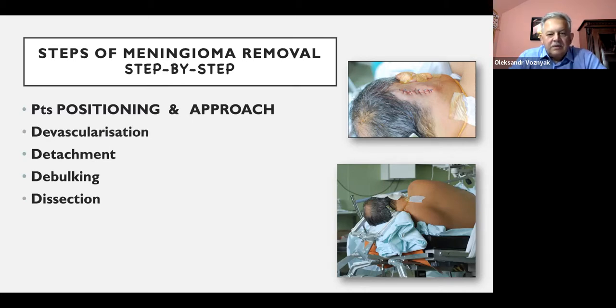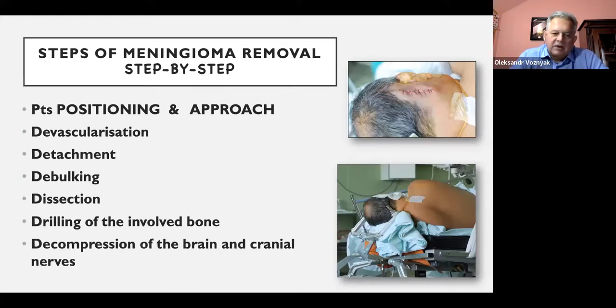Then, before surgery, we must think how we will devascularize the tumor. In case of meningioma, it's very important because it's a very bloody tumor. It has very intensive blood supply and blood outflow. And this tumor produces vascular factors which stimulate the proliferation of the vessels. Drilling of the involved bone is also important because we perform it after tumor removal, or maybe before in case of convexity tumors. And the decompression of the brain and cranial nerves.